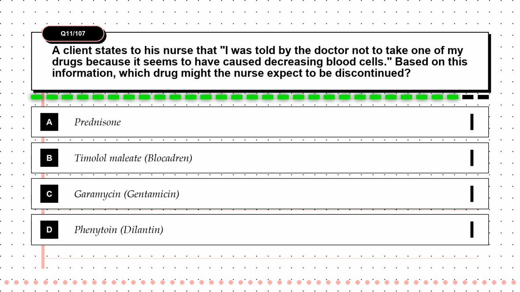Question 11. A client states to his nurse, "I was told by the doctor not to take one of my drugs because it seems to have caused decreasing blood cells." Based on this information, which drug might the nurse expect to be discontinued? Here are the options. Option A. Prednisone. Option B. Timolol malate, Blocadren. Option C. Garamycin, gentamicin. Option D. Phenytoin, Dilantin.